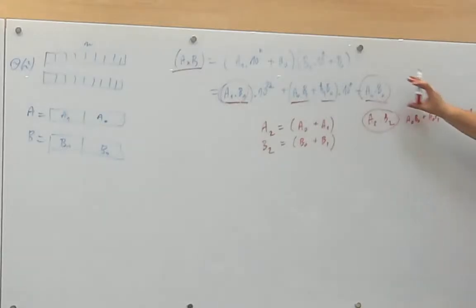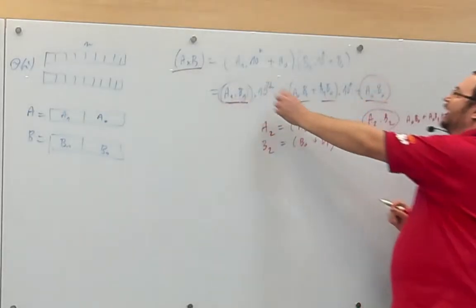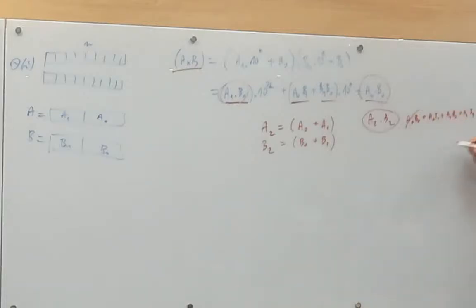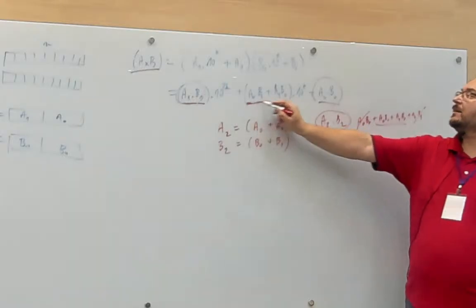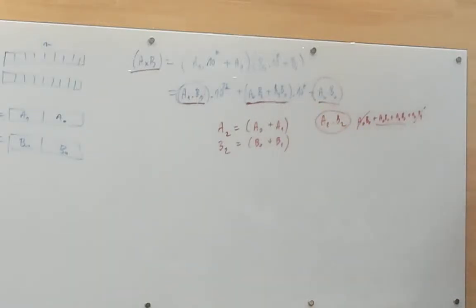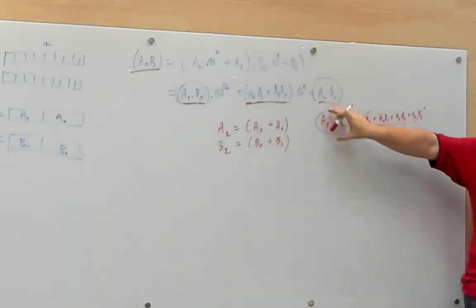And when you know the results of these 3 recursive calls, you can take this one and this one, subtract them from the third one, and what you are left with is exactly what you wanted here. So instead of making 4 recursive calls, we are making just 3 recursive calls.